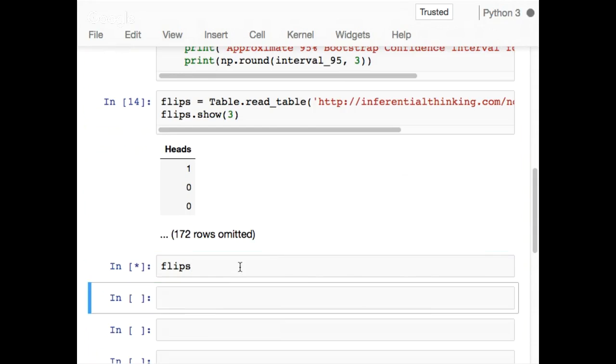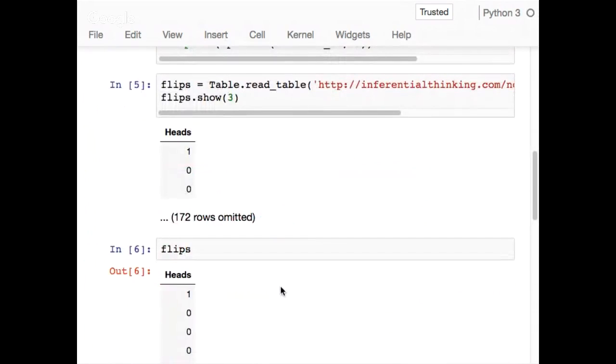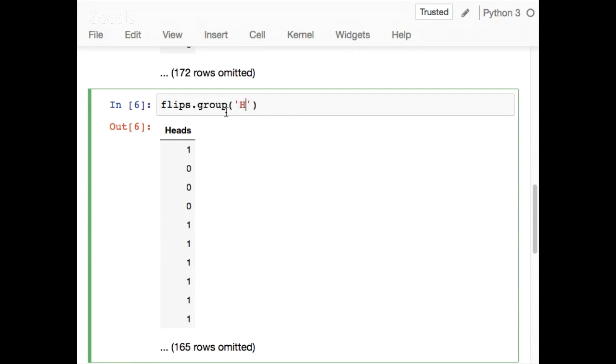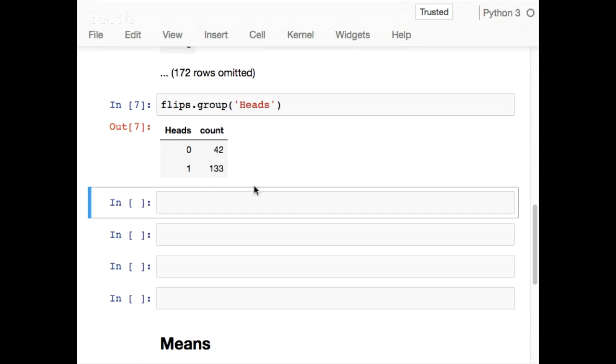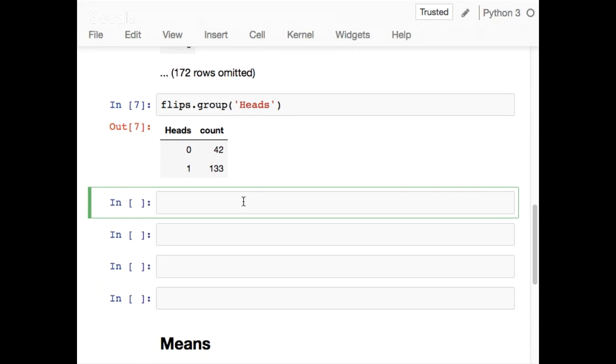Here's my flips. And it's not defined. Let's try it again. Run that, run that. OK, so here are my flips. And if I group by the heads column, I get how many heads and tails there were. So in this particular case, there were 133 heads and 42 tails. Okay, and I want to ask the question, how unfair do I think my coin can be?